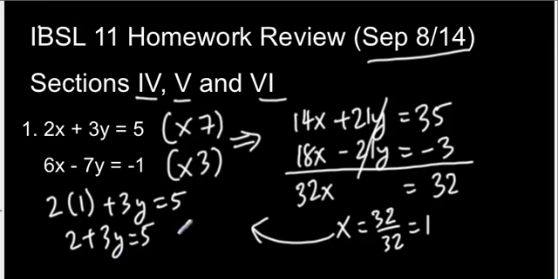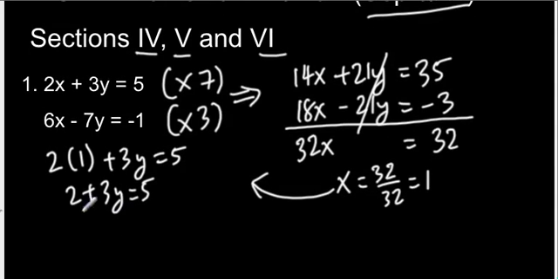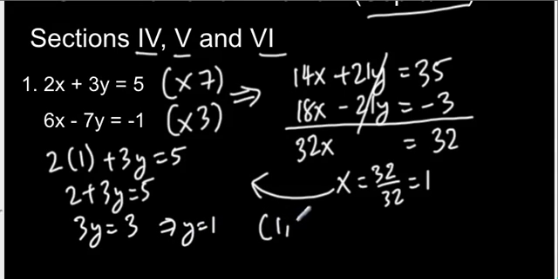I'm just running out of room here, so let me move down a bit. Okay. So basically it's 3y is equal to 3, and therefore y is equal to 1. So our answer is (1, 1). That's our answer. That's the point of intersection.